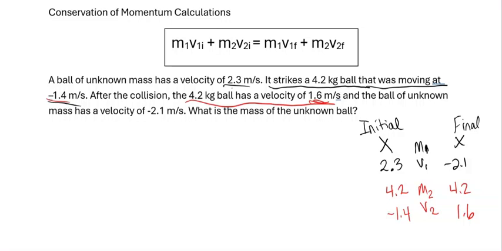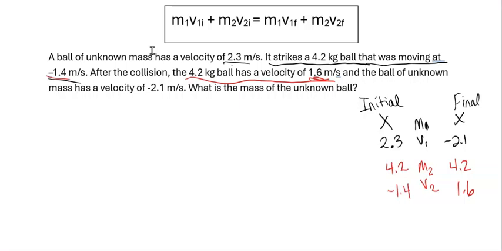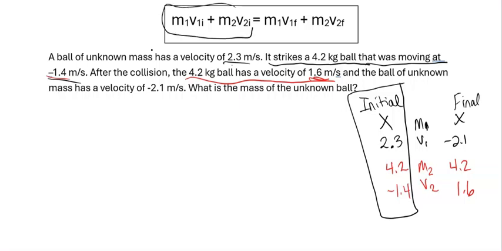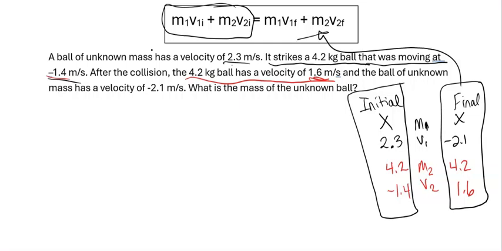Now, once you get your information set up like this, what you need to recognize is that all of the values in the left-hand column, the initial column, will go into the variables on the left-hand side of your equation, and all the values in the right-hand column will go in for the values on the right side of your equation. So that's one way you can try to keep them organized.